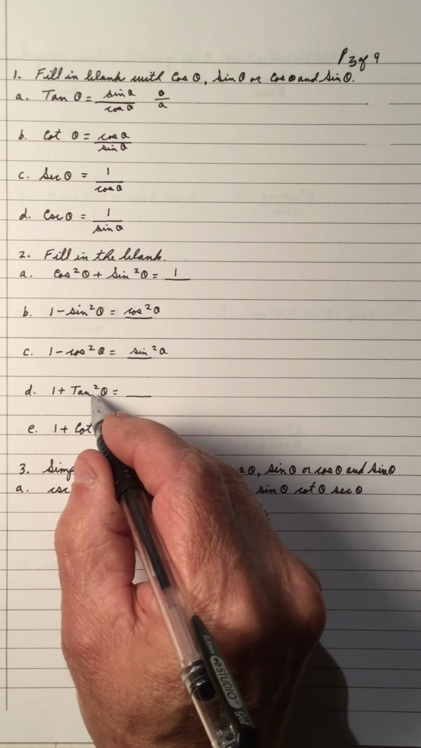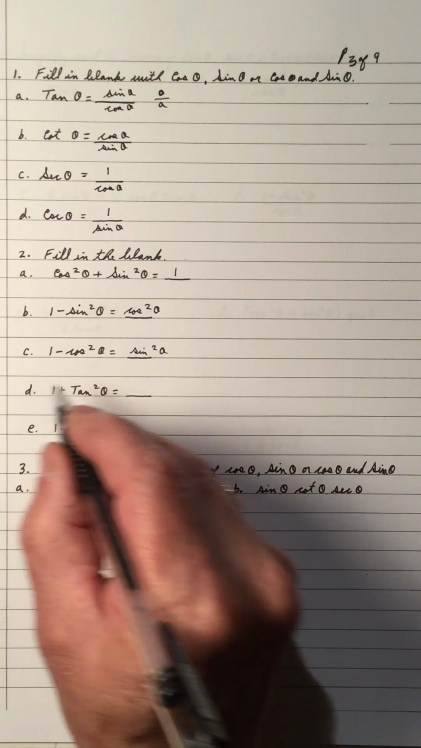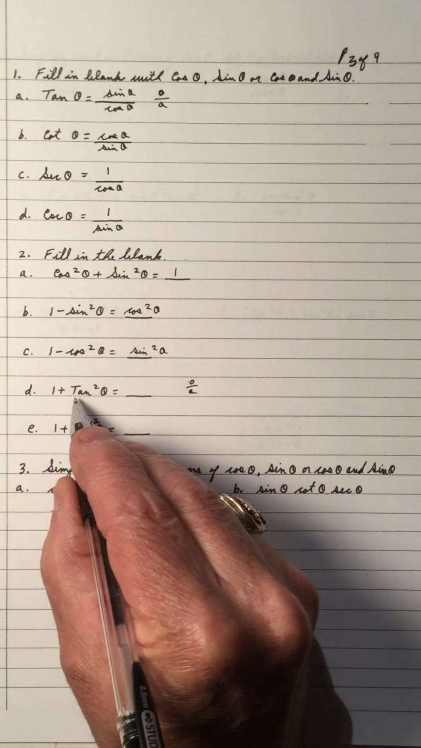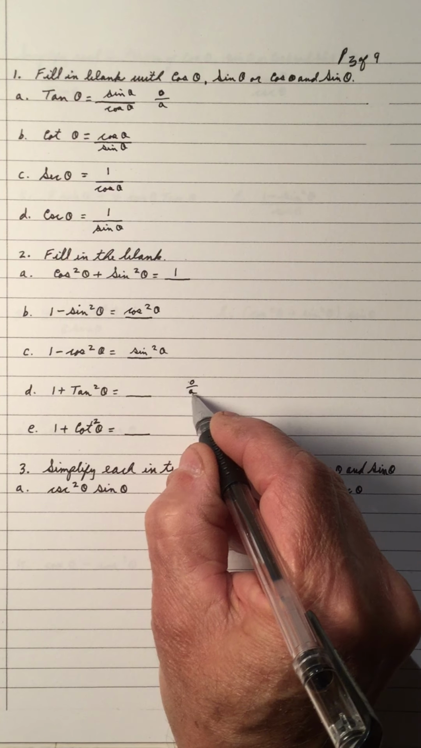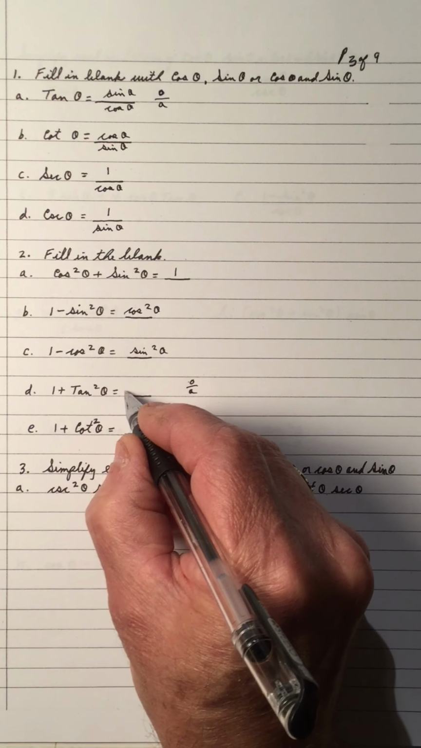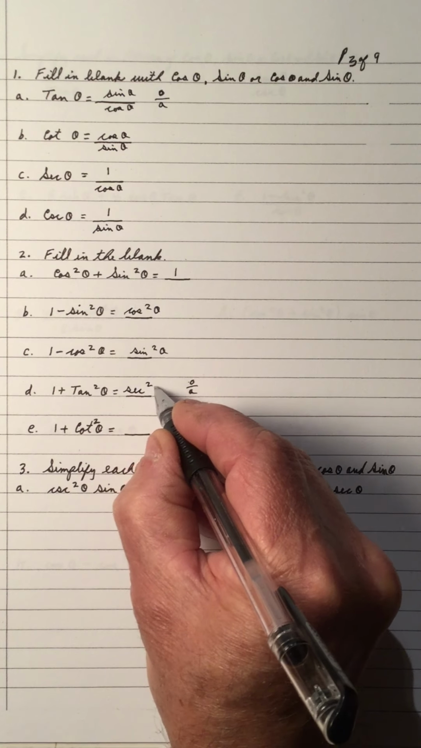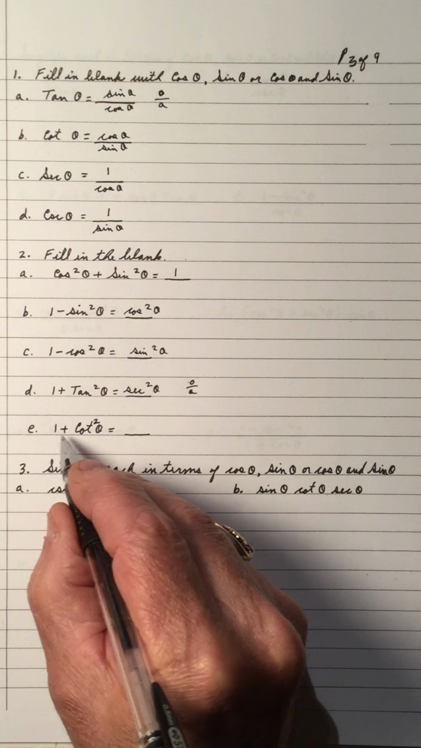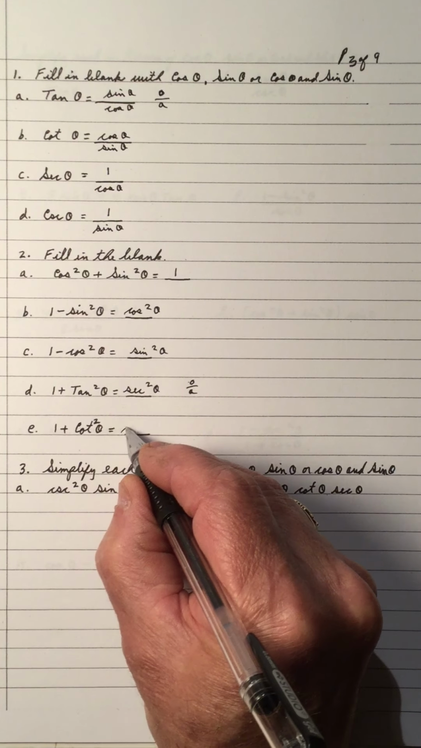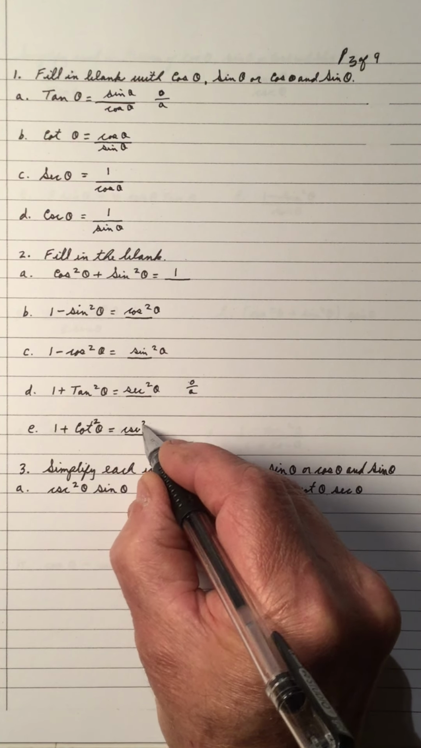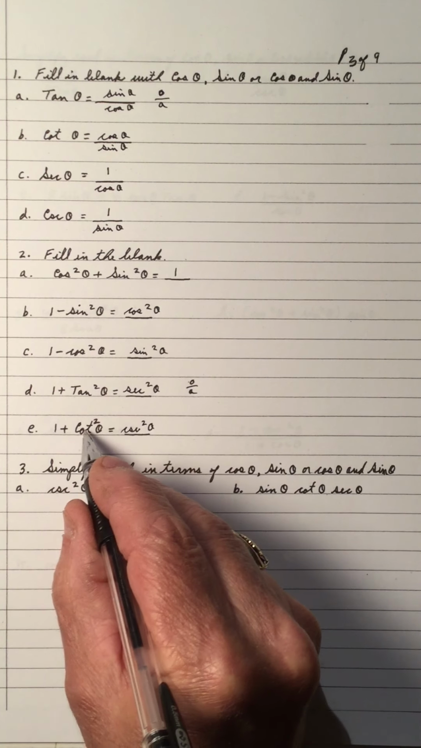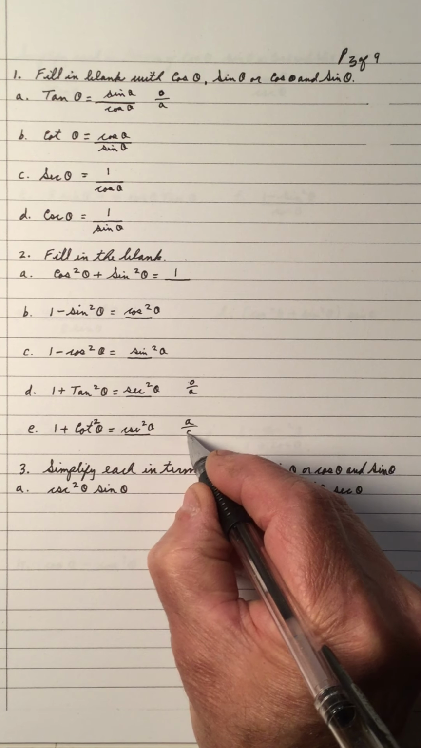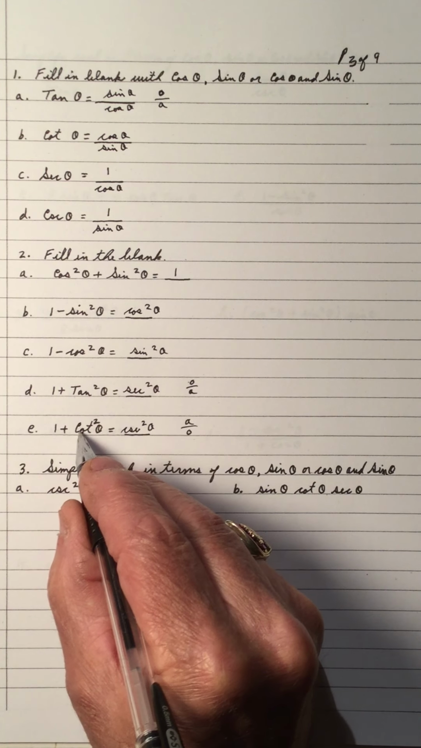And 1 plus tan squared, if we got that memorized. Tan is sine over cos, and how I remember it, cos is with the cos, so the reciprocal of cos is secant, so it's secant squared. 1 plus tan squared is secant squared. 1 plus cot squared is cosecant squared. Again, learn these.